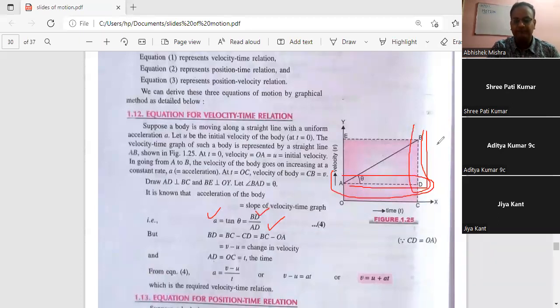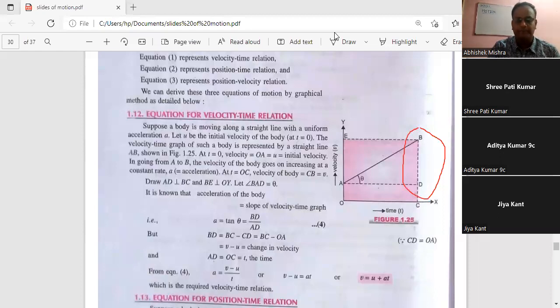Now let me clear the drawing. Now BD is equal to, as we have already done in today's class, can you tell me, students, if we want to get BD, we have to do BC minus CD. Is it or not? So now when we are doing this subtraction, BD, yes, correct.